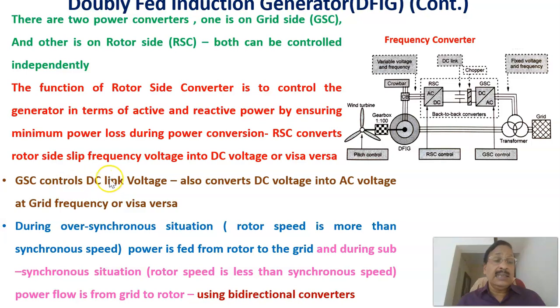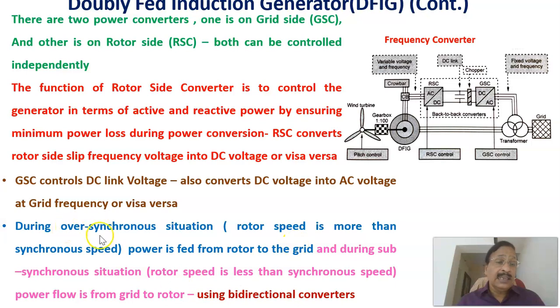Therefore, the GSC, the grid side converter, controls the DC link voltage and also converts the DC voltage into an AC voltage. When DC voltage is converted to AC voltage, this is called an inverter.